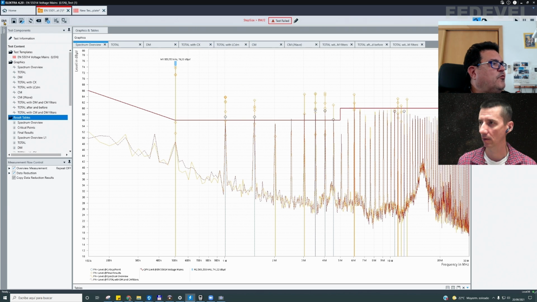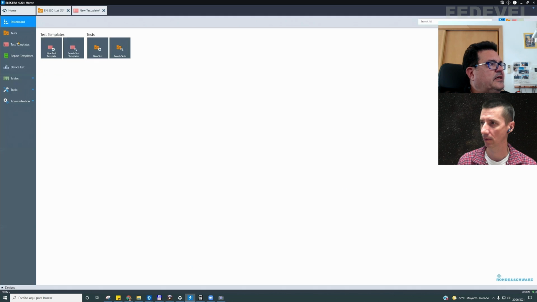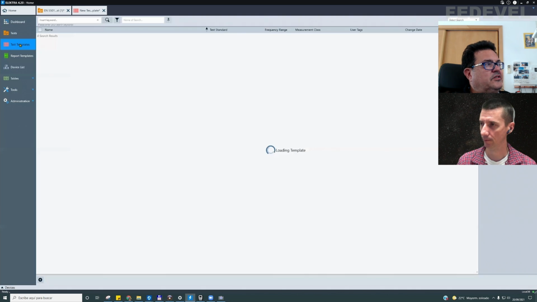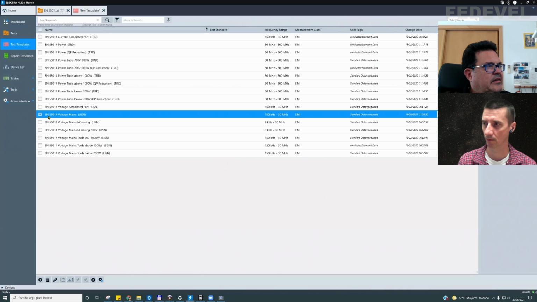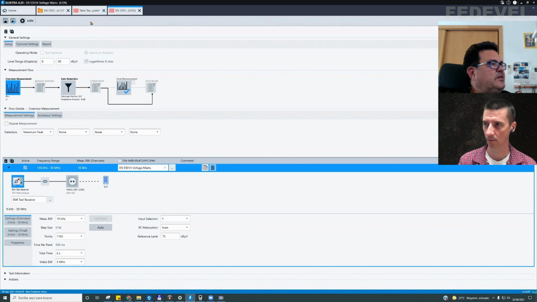Okay, inside of the software, what you can do is basically create test templates. Test templates are typical tests that are related with specific regulations you are interested in. For example, you can create a test template related with this EN 55014 regulation, and inside of the template, let me see, is created here.